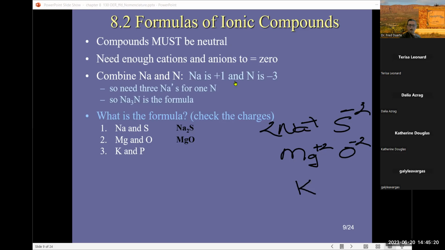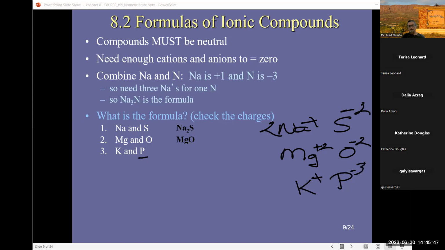One positive, +1, that is correct. Okay. Now, what about phosphorus? Three negative, -3, exactly. Okay, so from the elements, I got to convert them into the ions.